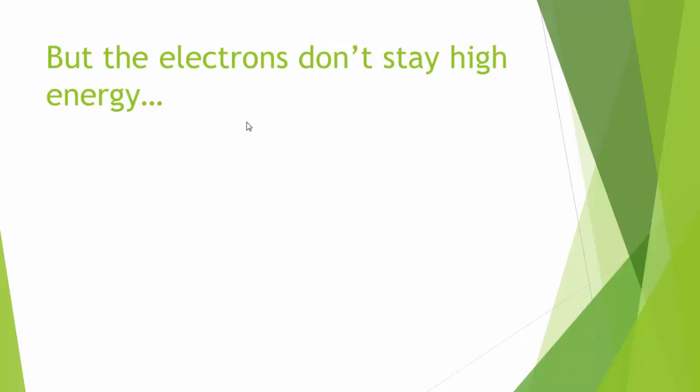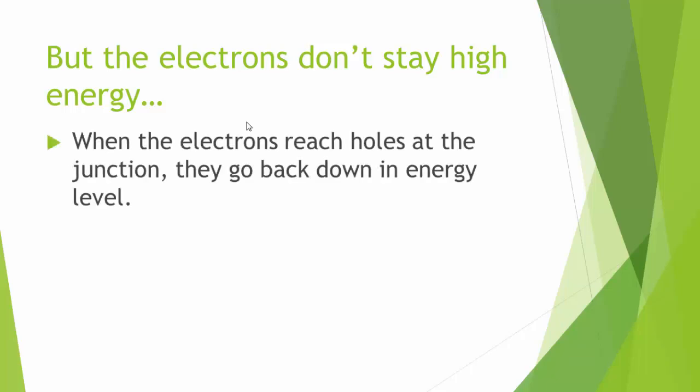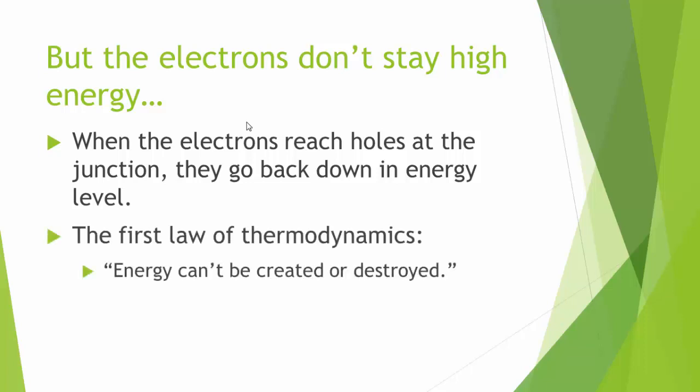Now, one more note about that. When the electrons eventually find a hole, well, they go from being high energy to being very low energy. They go into their happy place. So the electrons reach the holes at the junction between the p-type and the n-type semiconductor. They go back down in energy level.